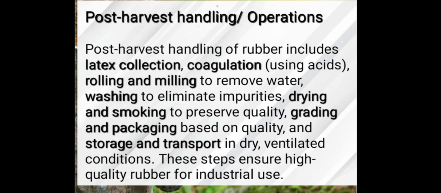Post-harvest handling operations of rubber include latex collection, coagulation using acids, then rolling and milling to remove water, washing to eliminate impurities, drying and smoking to preserve quality, grading and packaging based on quality, and storage and transport in dry, ventilated conditions. This ensures high-quality rubber for industrial use.